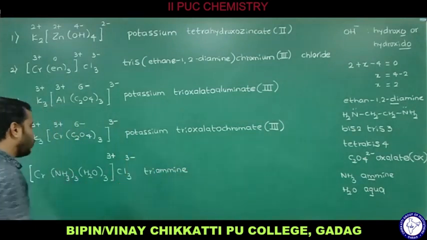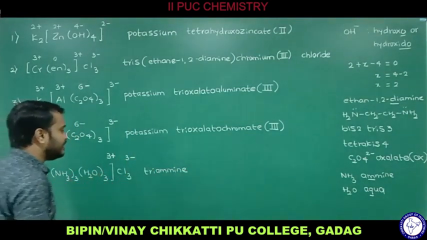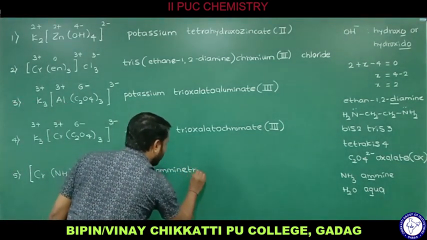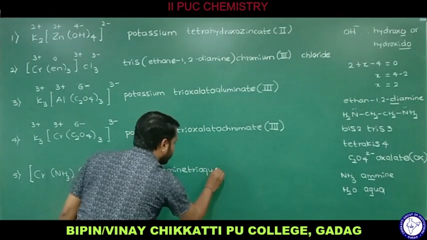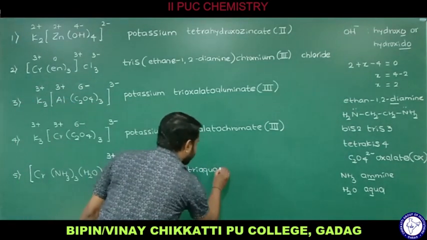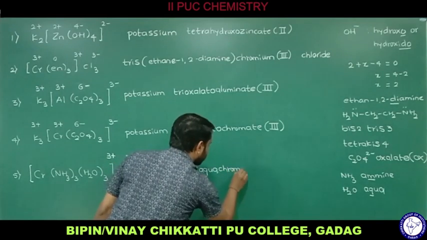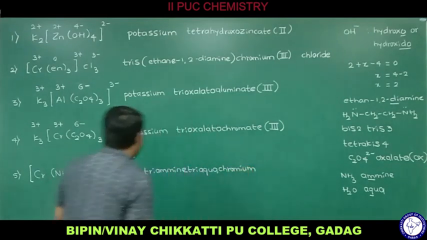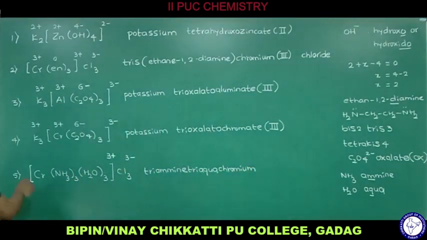Right. Next, one more ligand, aqua. We have three aqua. Therefore, triamine, triaqua. Then we have a Cr. So triamine, triaqua, chromium. We'll see what would be the oxidation number of Cr.